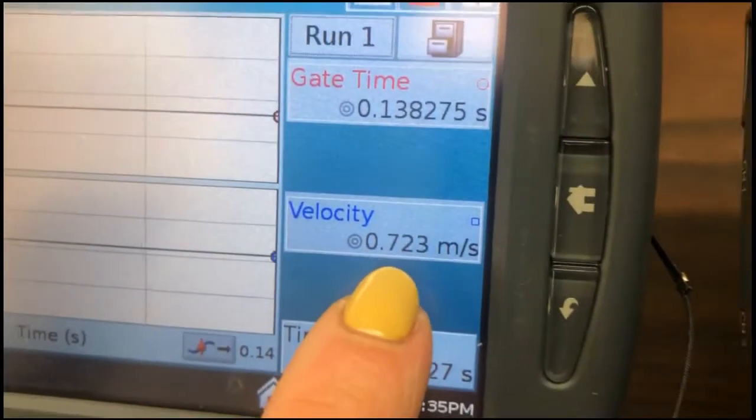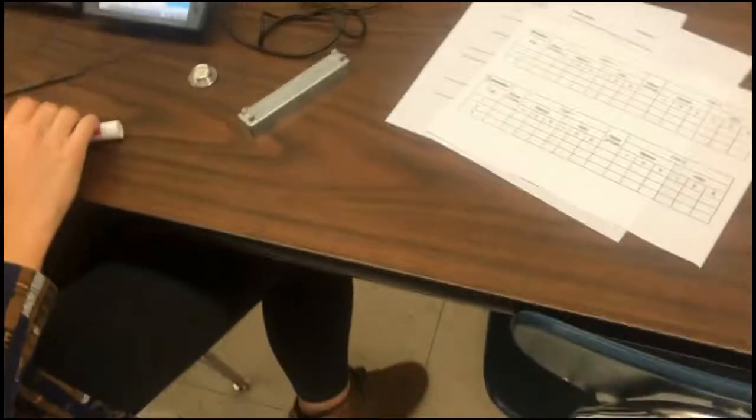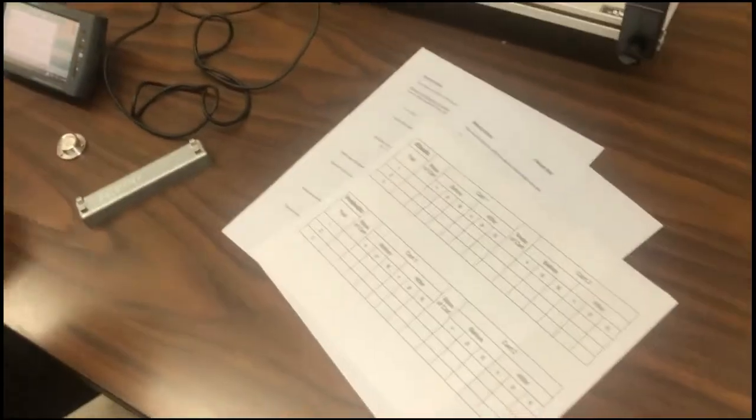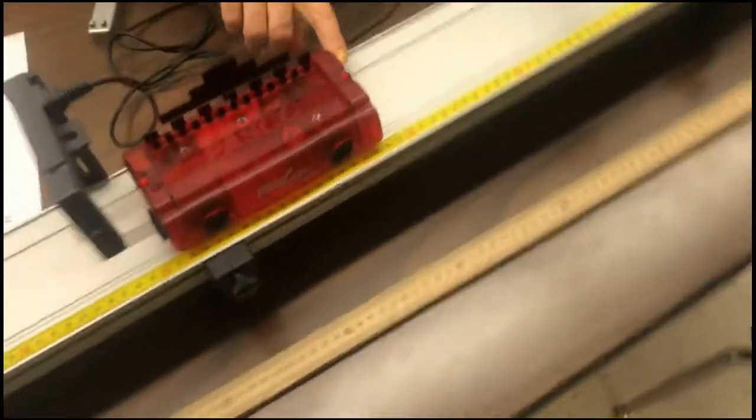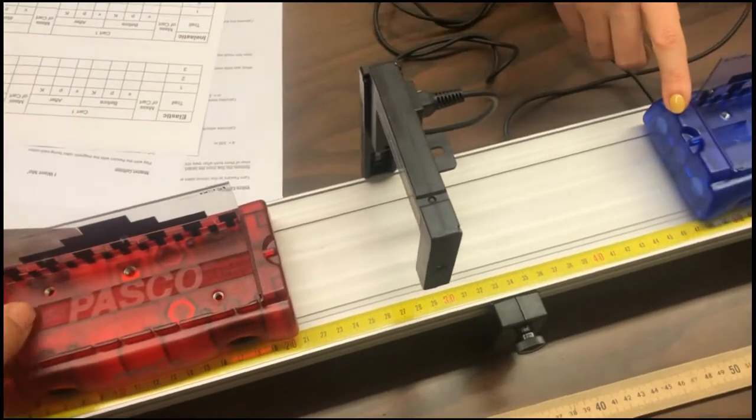Now cart 2 was 0 before. Now it is 0.723. That's pretty close, with a little frictional loss there. Okay. All right, so you can calculate the momentum and the kinetic energy later. Let's get some more data. Okay, let's push these guys back.